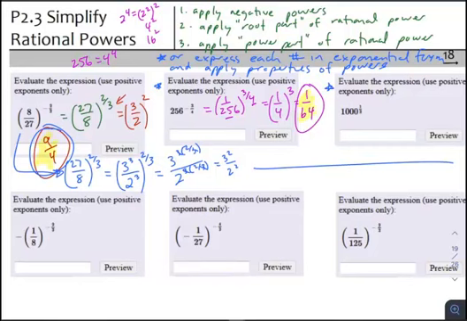Same idea in the next one. It's 1,000 to the 1/3. Apply the power of 1/3, which is the cube root. And again, the cube root of 1,000 is just 10, so this one's pretty direct to get that answer.